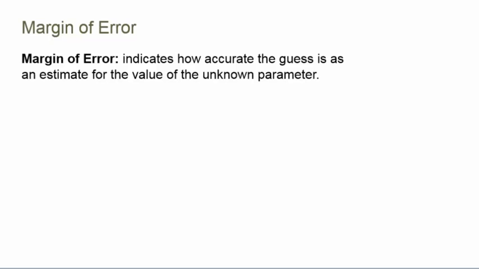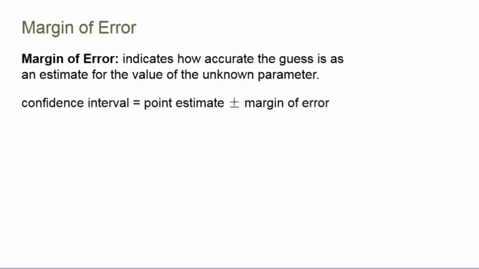Margin of error. Margin of error indicates how accurate the guess is as an estimate for the value of the unknown parameter. Confidence interval equals point estimate plus or minus the margin of error.